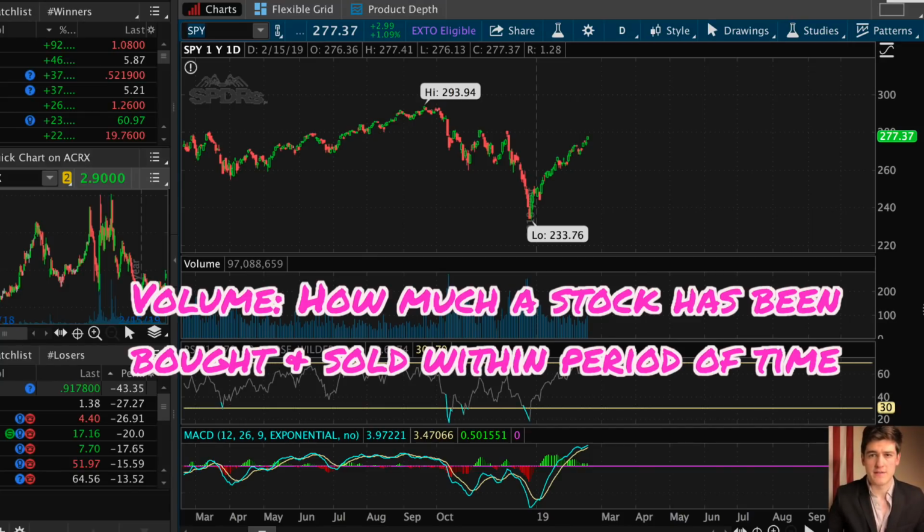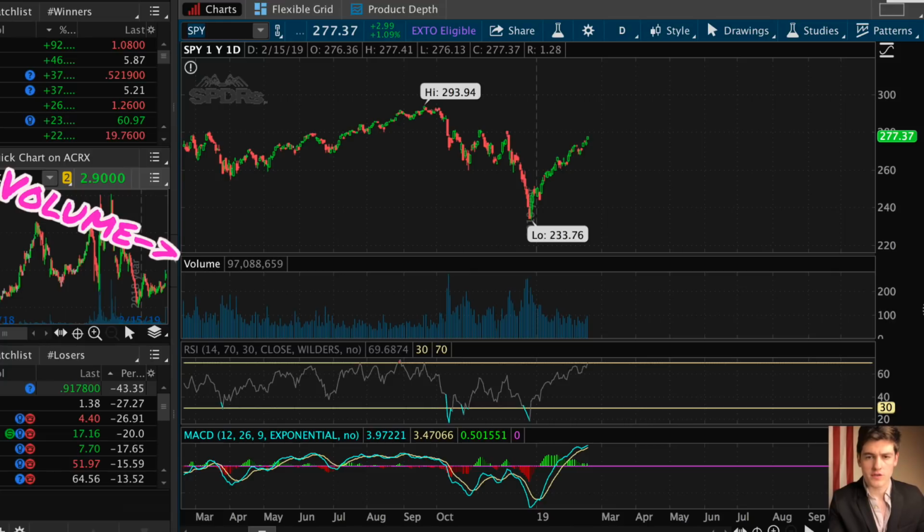Volume is a measure of how much a stock has been bought or sold within a given period of time. This is the volume indicator, and it shows you the volume calculated per time slot. So the reason this is important is because whenever you buy shares, there also needs to be someone or something on the other side to sell you those shares, and vice versa. The price action that we see on these charts is the constant battle between the buyer and the seller, both trying to get their hands on the best deal possible.